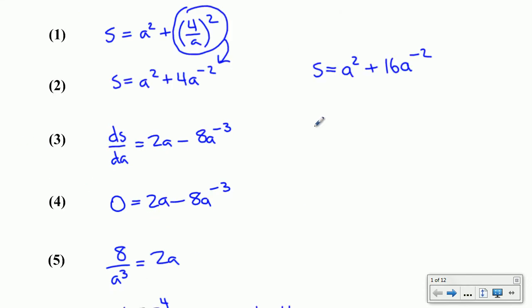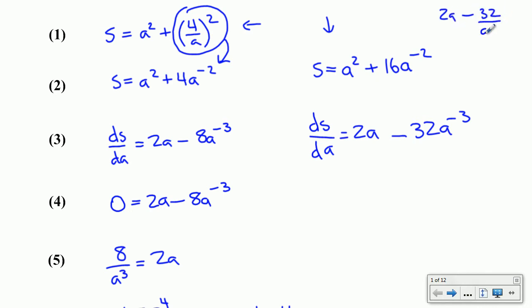Next we can take the derivative, this time of the proper expression. So by the way, you can start writing this now as well as this. That was fine. So ds dA will be 2a minus 32a to the minus 3. If we were to write this in a fraction form, it would look like 2a minus 32 over a cubed.